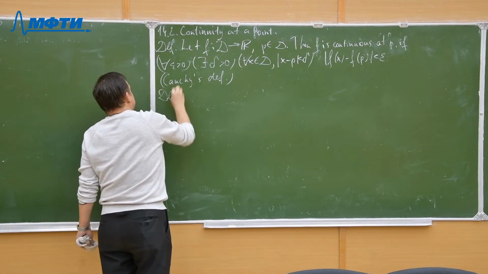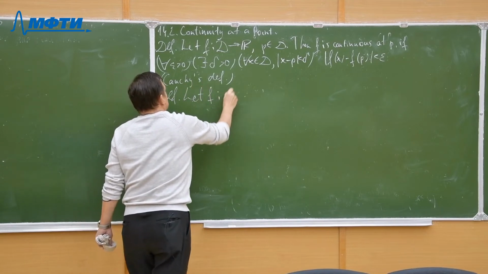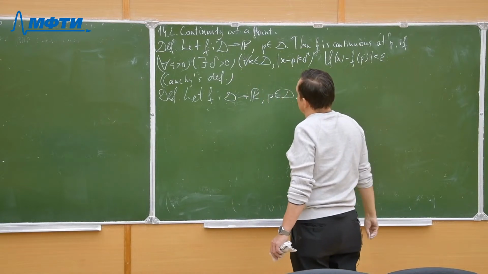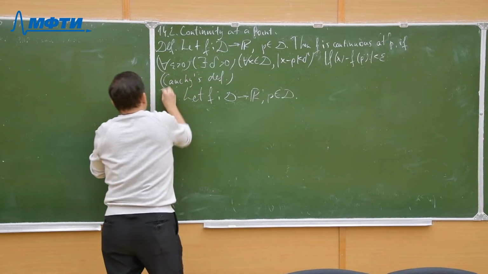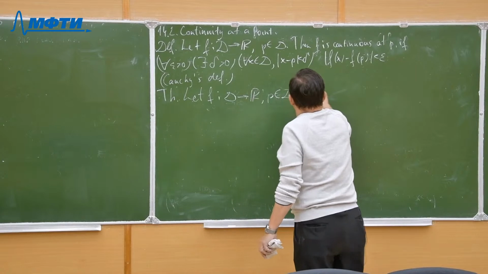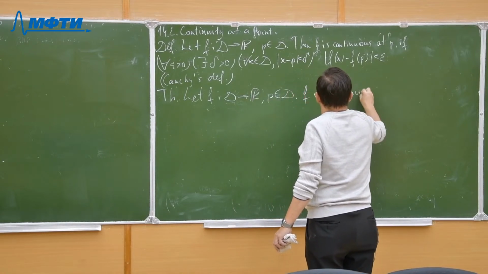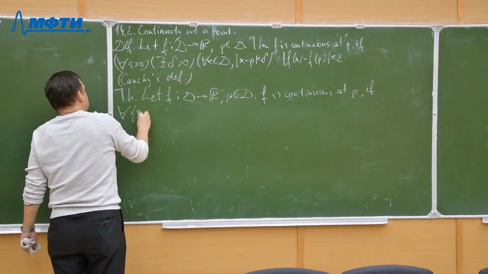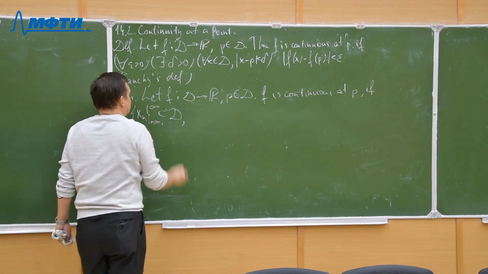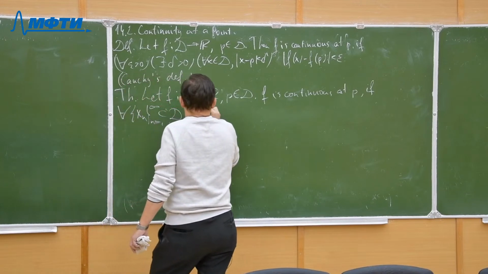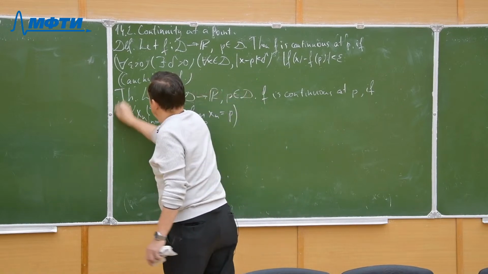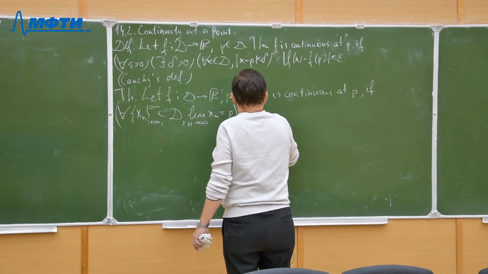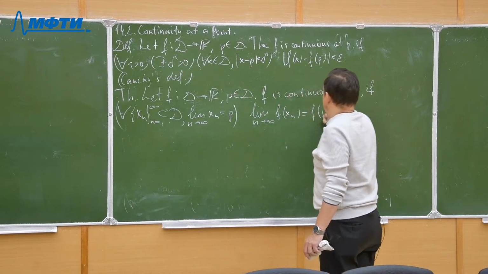Analogously, the Heine definition. Again, let f from D to R. Or maybe that is a theorem. f is continuous at p if for any sequence x_n, n from 1 to infinity, in D, with the limit of x_n equal to p, for an arbitrary sequence of this kind, we have the limit of f of x_n equal to f of p.